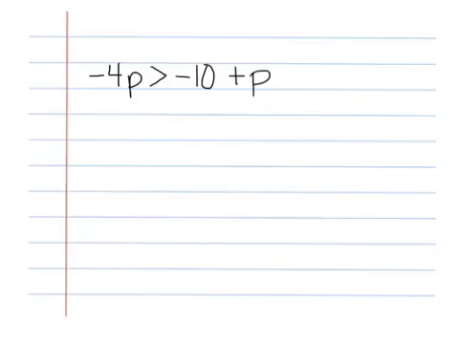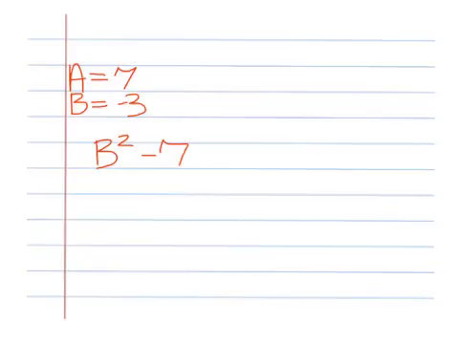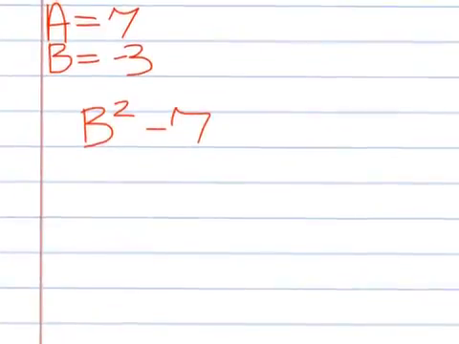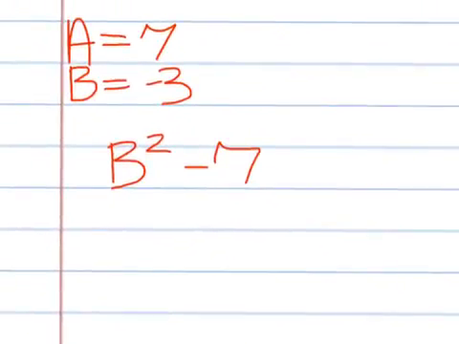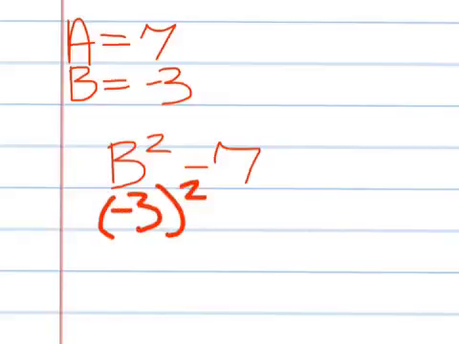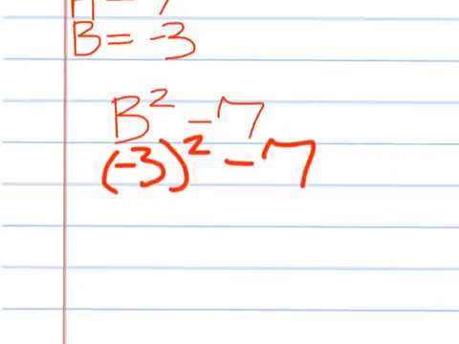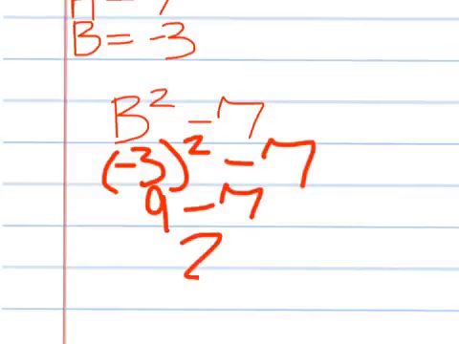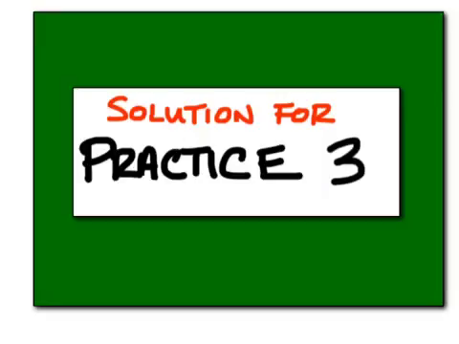Okay, practice problem number 3. Yeah, we'll do bonus number 5. Okay, remember guys, when you plug these in, you want to put parentheses around your numbers. So this would be negative 3 squared minus 7. Your negative 3 in parentheses is going to be negative 3 times a negative 3, which will give you a positive 9. So your answer should be 2.